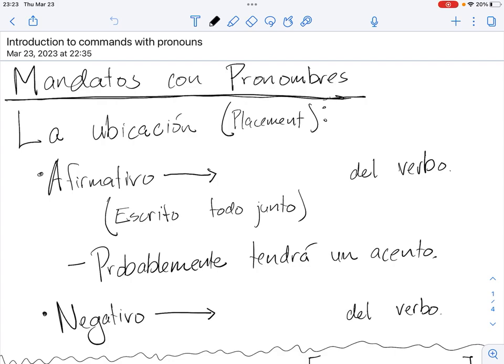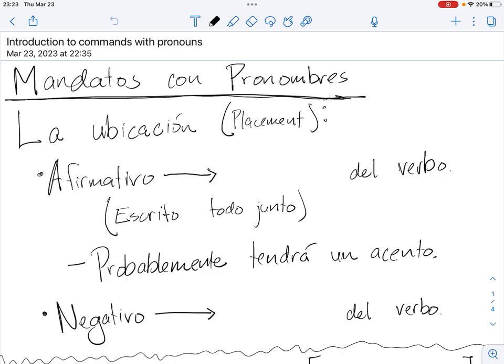I'm going to do this in a bit of Spanglish. I'll mix back and forth between Spanish and English, so just be prepared for that, as I explain how we use commands with our pronouns. We've come full circle back to the pronouns. All right.